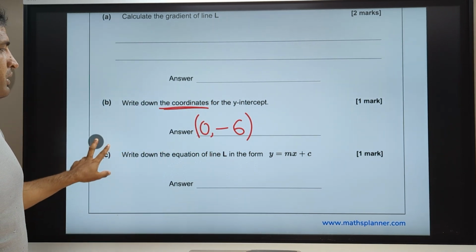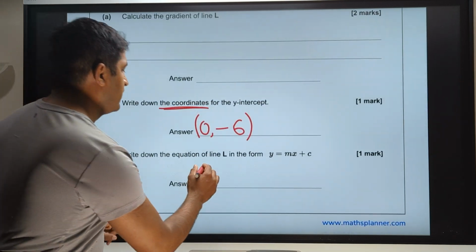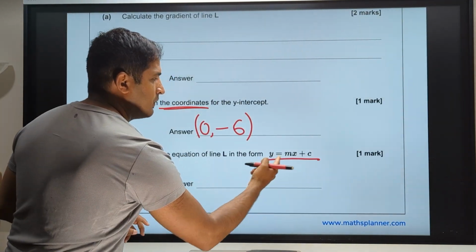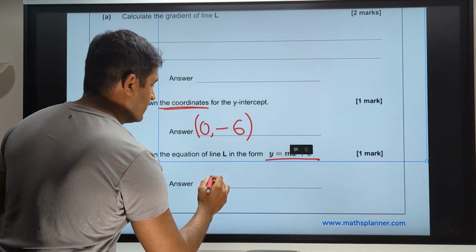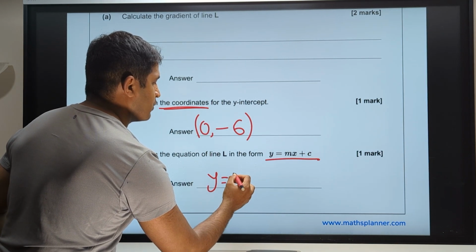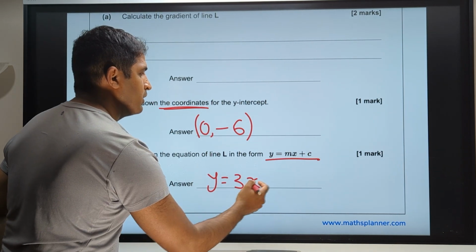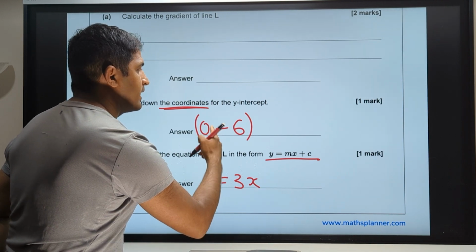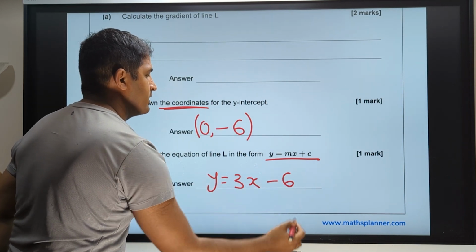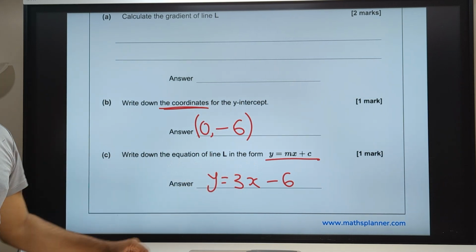Write down the equation of the line. So the equation of the line is always in that form. We already know what m is. So we're saying m is 3. So y equals 3x. And then the y-intercept is negative 6. So c is negative 6. So y equals 3x minus 6.